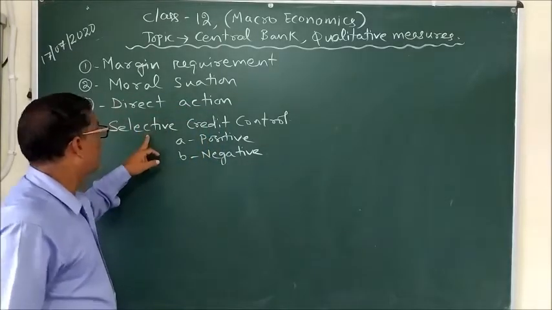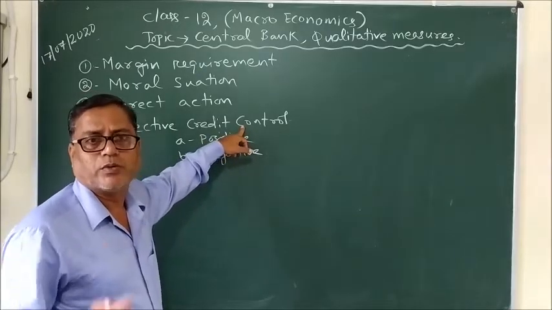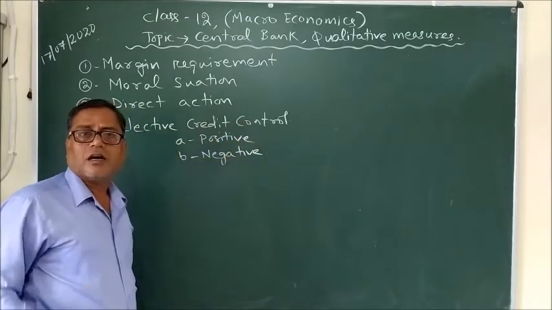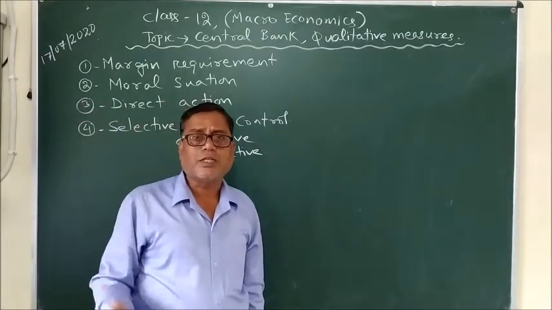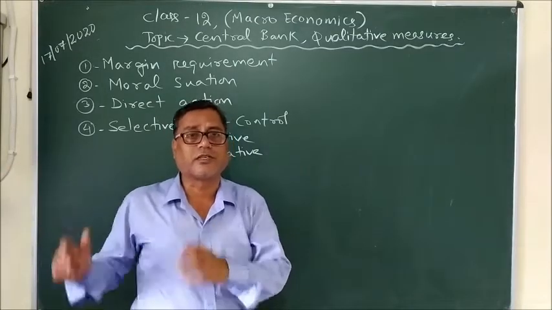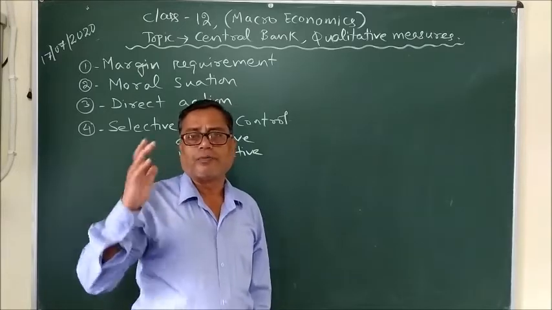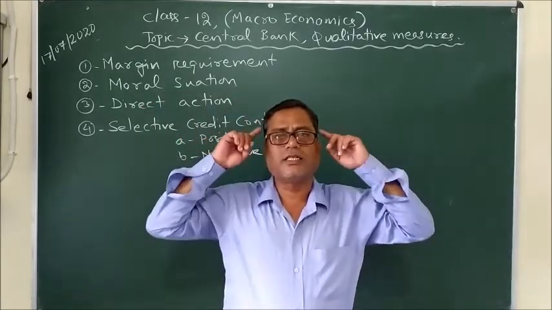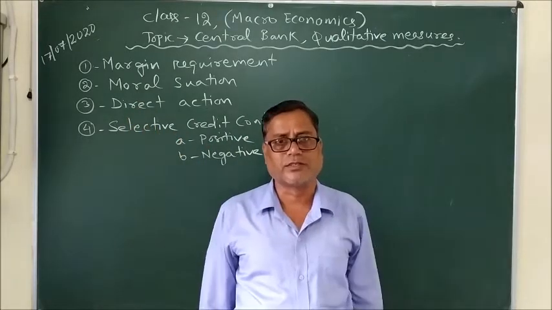Then the last point is selective credit control. This is something technical you need to understand. So what happens under selective credit control? The central bank gives some privileges to particular or selected sectors. For example, suppose the production of food grain is not sufficient and the government has a master plan to be self-sufficient in the production of food grains.